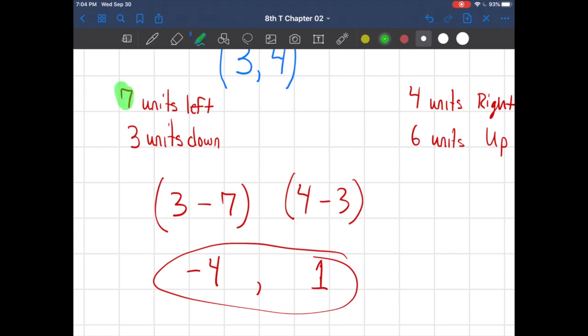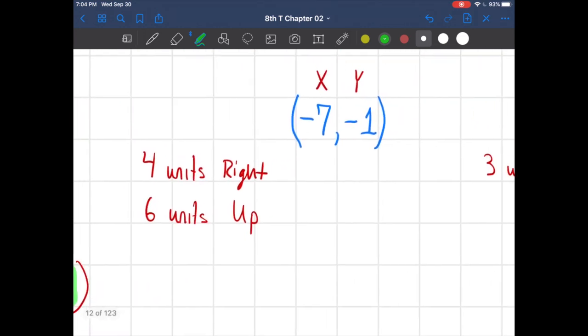All right, so 7 units left, right? Left and down are subtraction, up and right are addition, okay? So we did that one. Let's try another one. Here we go.